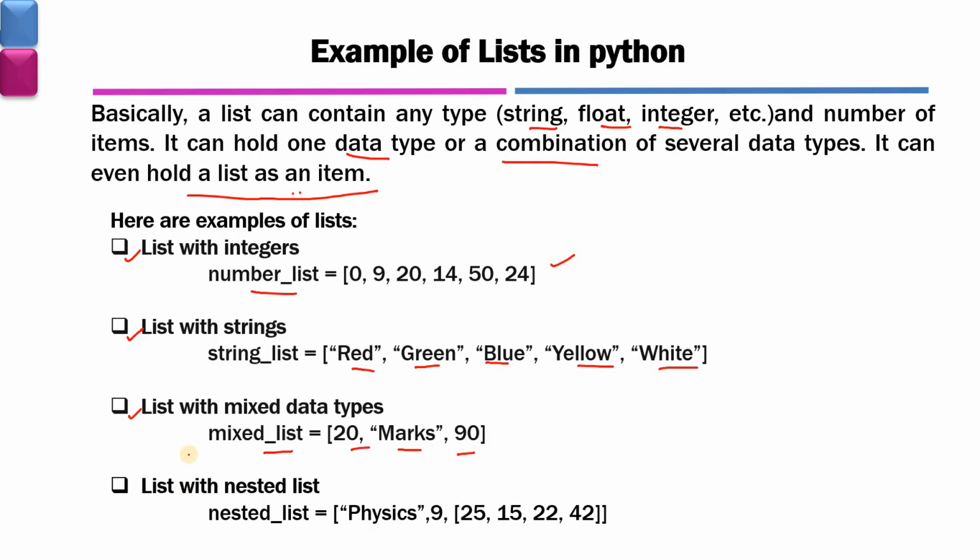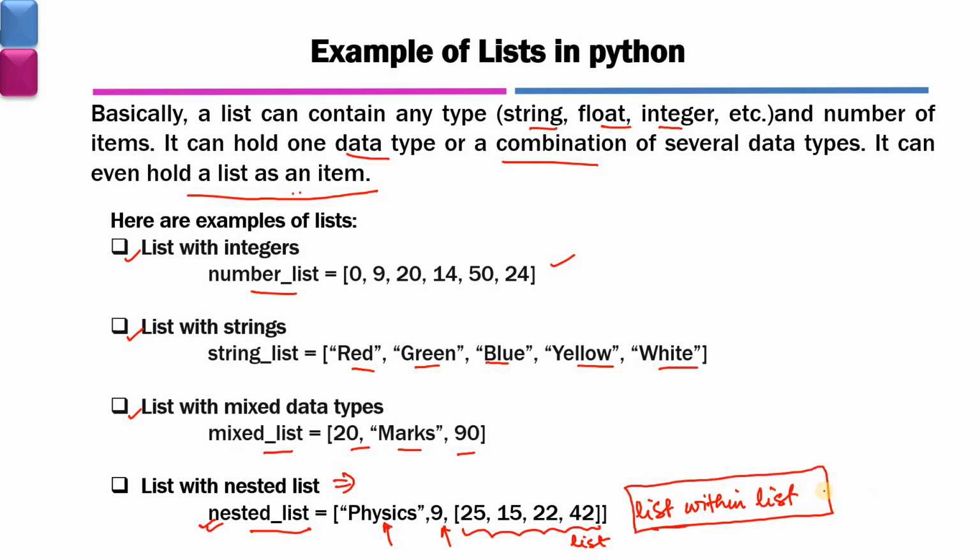Understood? Now that is another kind of list, that is nested list. That means a list within a list, right? So I have given the name of that nested list, suppose, as nested underscore list. That will contain physics as the string, 9 as an integer because it can contain any data type. And within that, I have given another list, 25, 15, 22 and 42. This is a separate list altogether. And this separate list is enclosed within the actual main list. That's why it is called nested list. Understood? So in this way, you can create lists in Python.